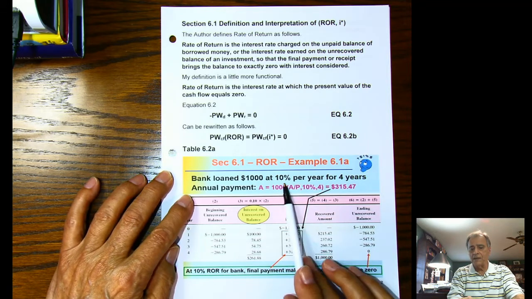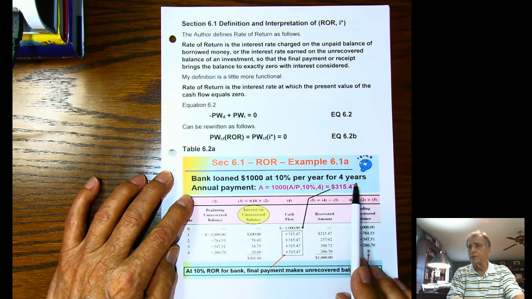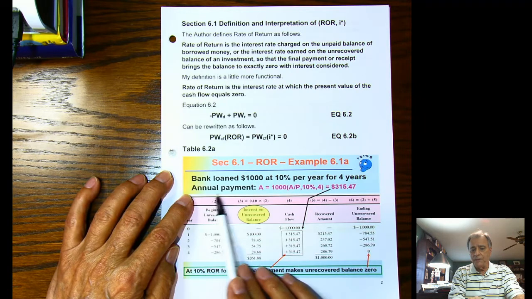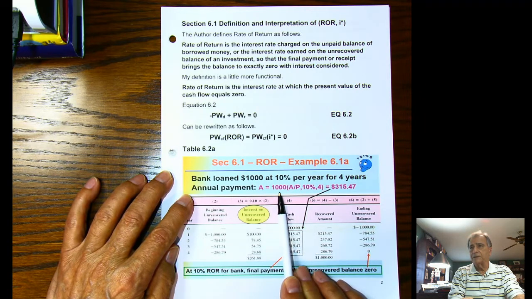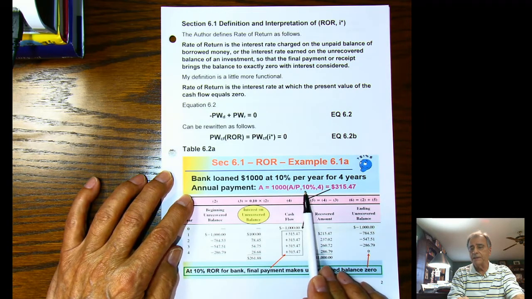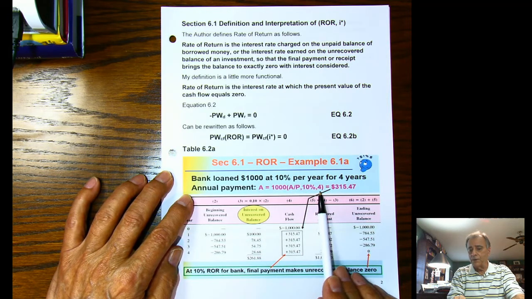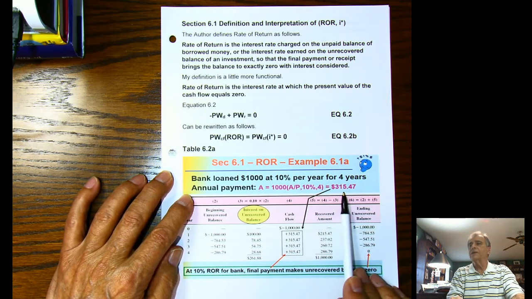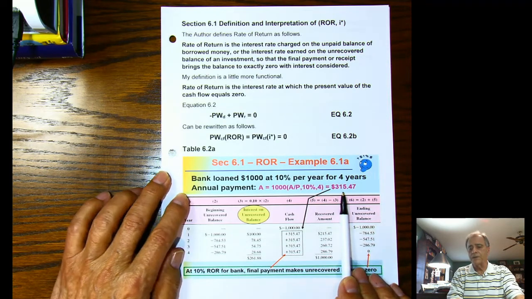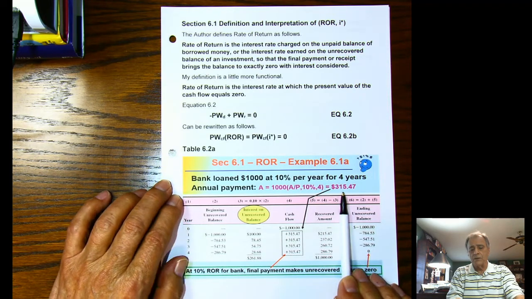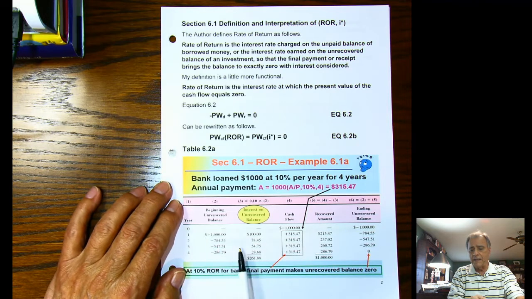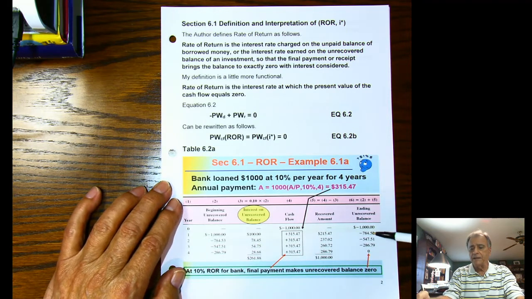Well, we know how to convert a present value to a uniform series. Annual payments will be 1,000 times (A/P, 10%, 4), because that's the rate, that's the present value, 4 years, that's given, which is $315.47 a year. So the author then, in this case, says, well, what's the unpaid balance at time zero?